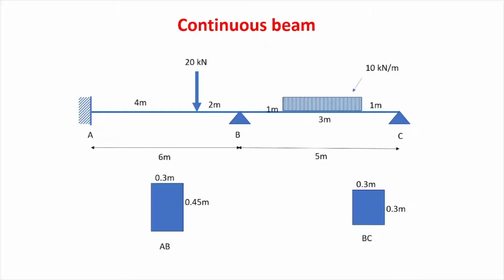Coming to the BC span, there is a UDL, but it is acting partially over 3 meters, in the central portion. The magnitude is 10 kilonewton per meter.